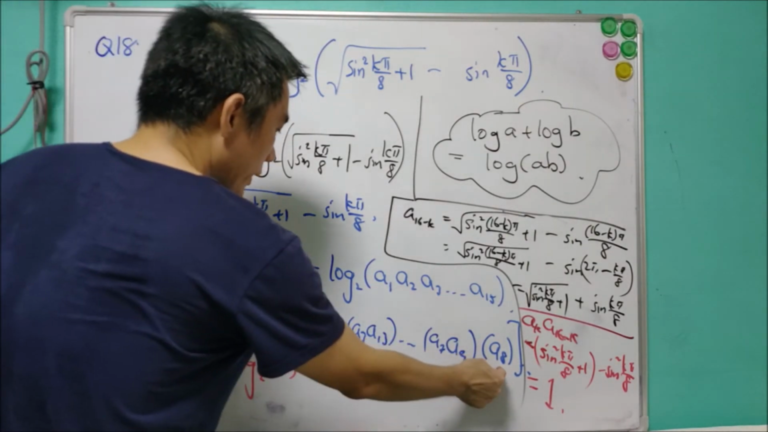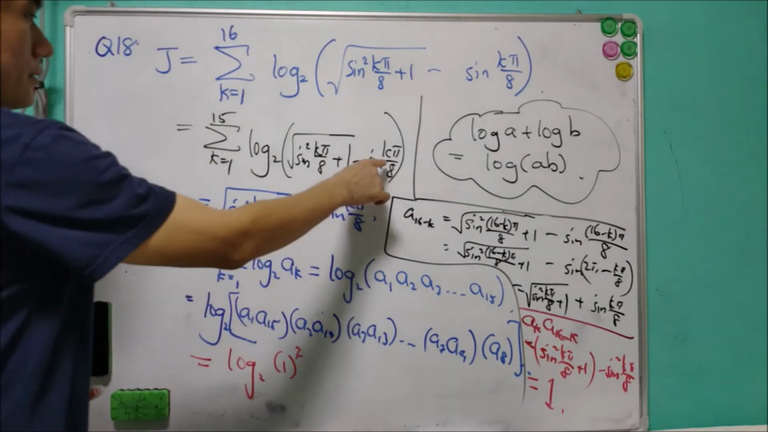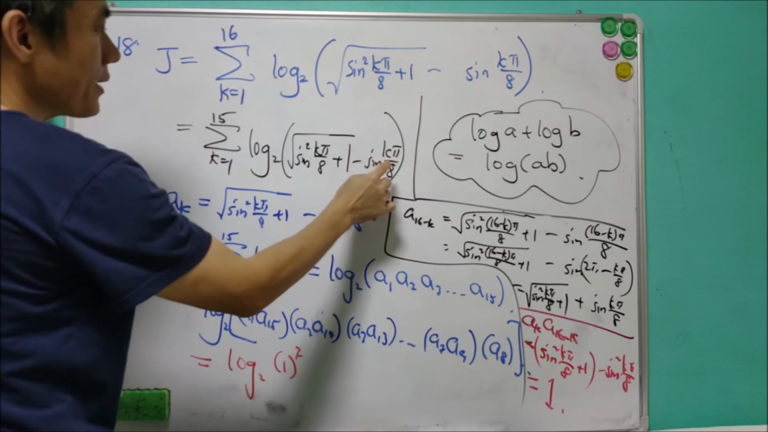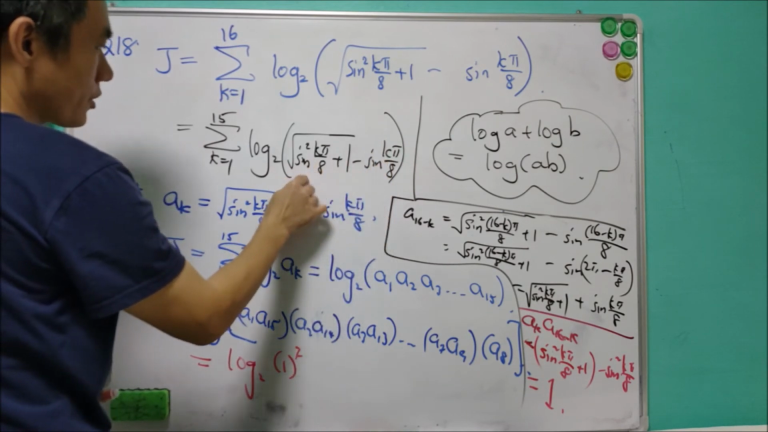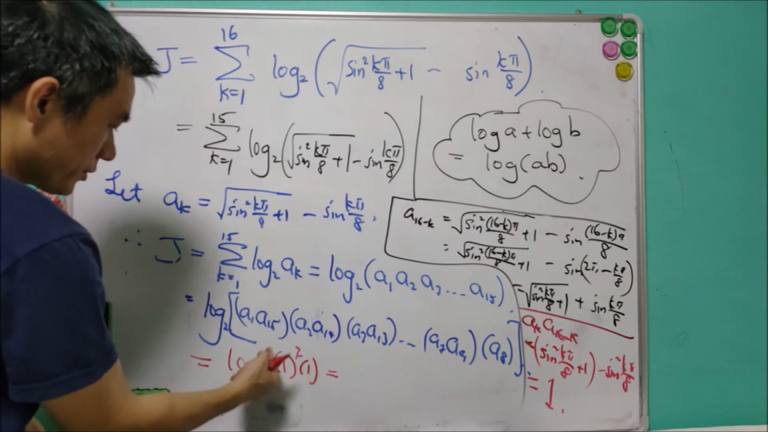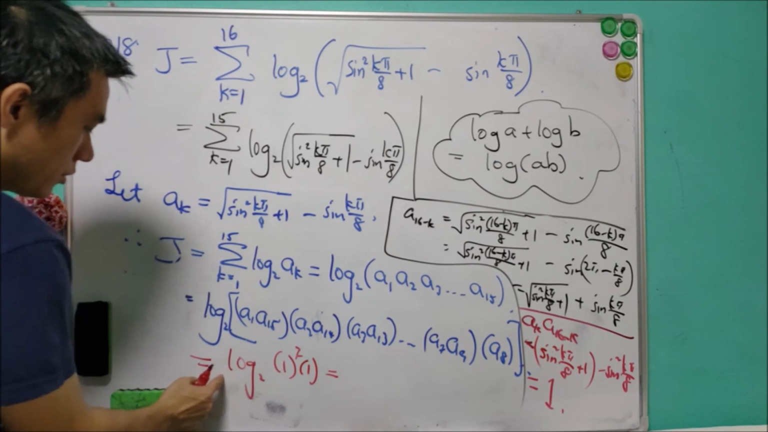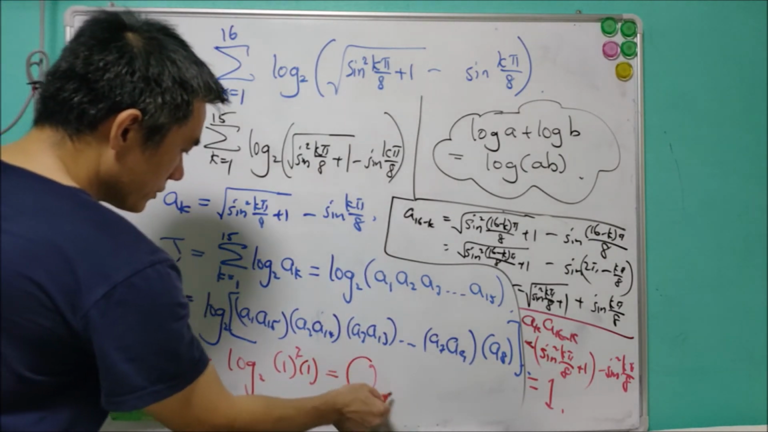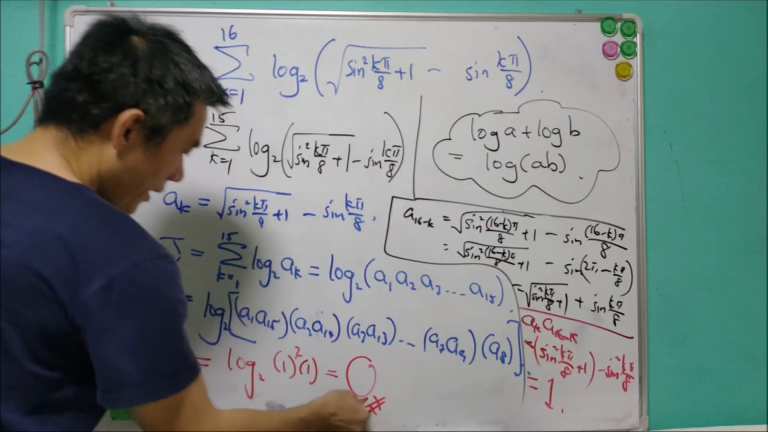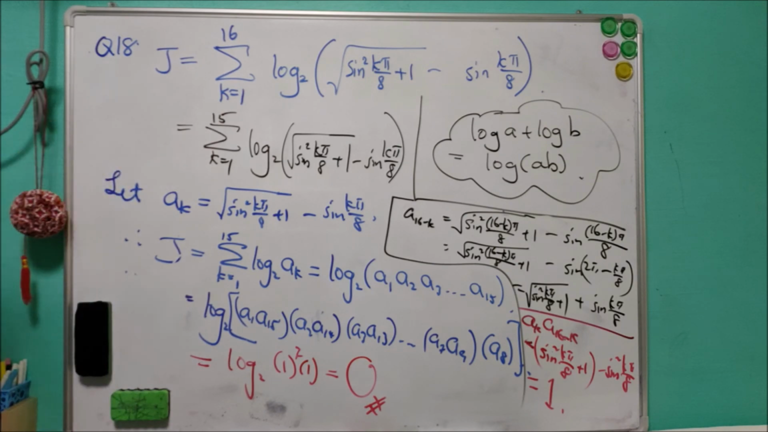What happens when k equals 8? When k equals 8, this is equal to sine 8 pi over 8, that's sine pi. Sine pi is 0. So this is the square root of 0 plus 1. Again, this is 1. So the product here is equal to 1. So log base 2 of 1 is equal to 0. And therefore, 0 is the answer for question 18.